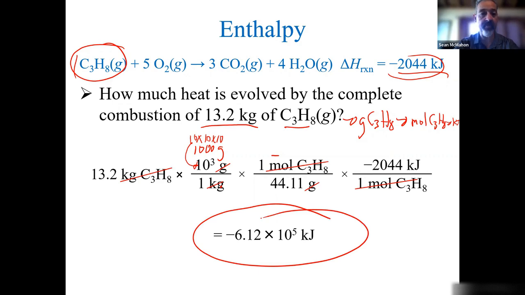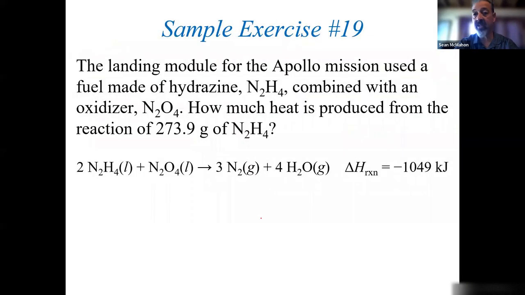So let's try another one, because this is all still stoichiometry. The difference is now, instead of determining how many grams of a product I produced, I'm interested in how much energy I release. It's still using a balanced chemical equation to determine an amount of something. Instead of grams, now I want heat.